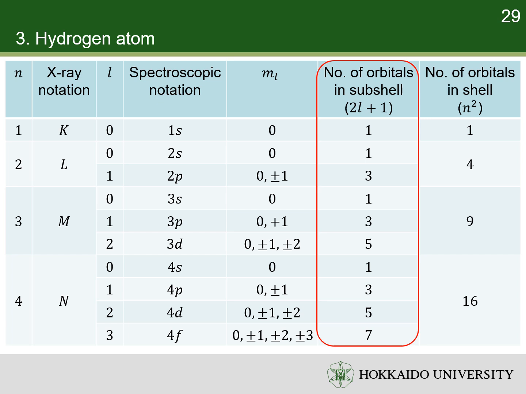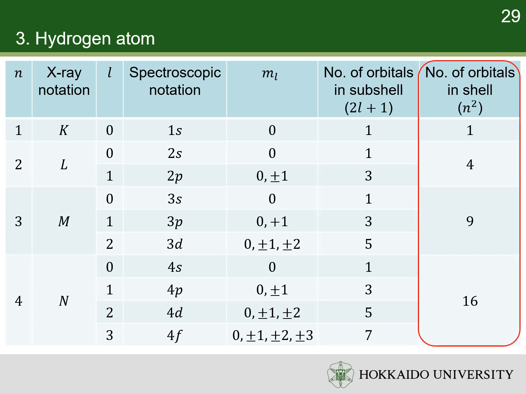Note that the number of orbitals in a subshell is 2L plus 1. For example, the S, P, D, and F subshells contain 1, 3, 5, and 7 orbitals each. The number of orbitals in a shell is n squared. For example, the K, L, M, and N shells contain 1, 4, 9, and 16 orbitals each. Thus, the ground level, K shell, is non-degenerate. The first excited level, L shell, has 4 degenerate states, that is, its degeneracy is 4, etc.